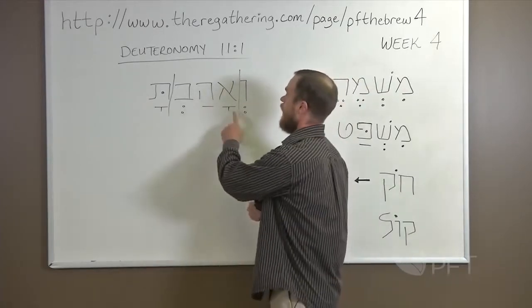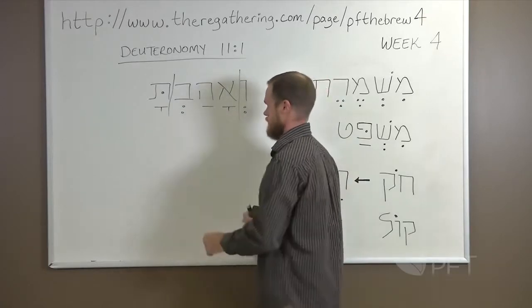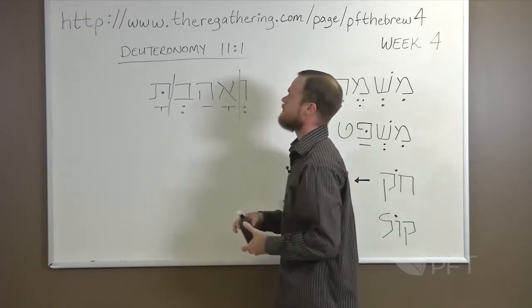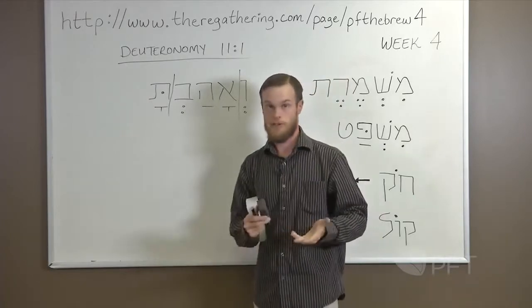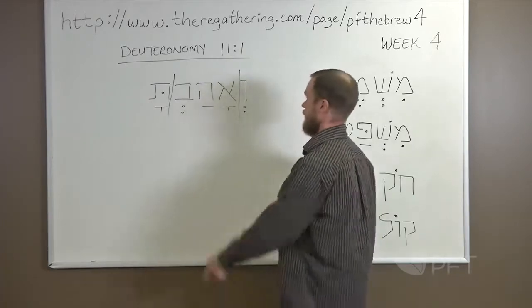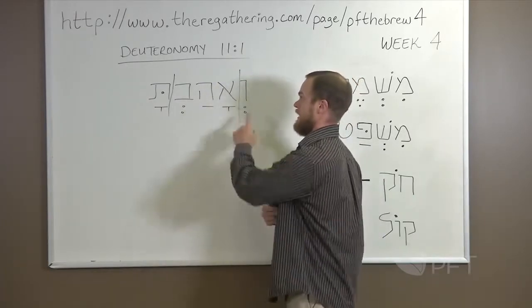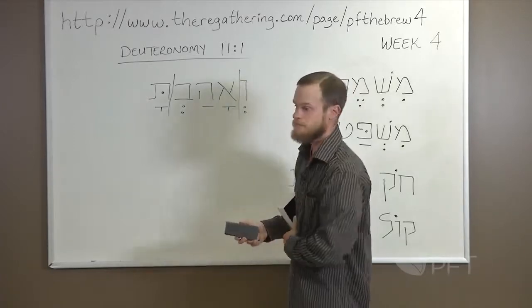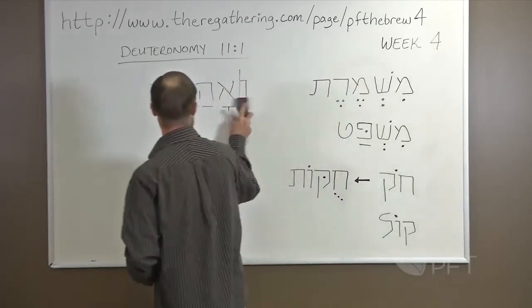Okay, ahav ta is the second person masculine singular, past tense. Ahav ta means you loved, you masculine singular, loved. And the vav inverts, so this means and you will love. Okay, ve'ahavta.